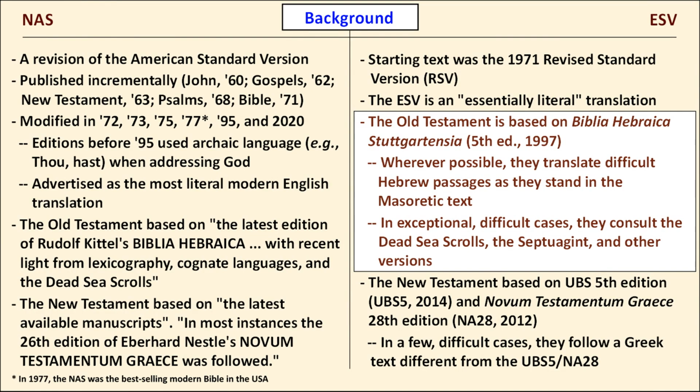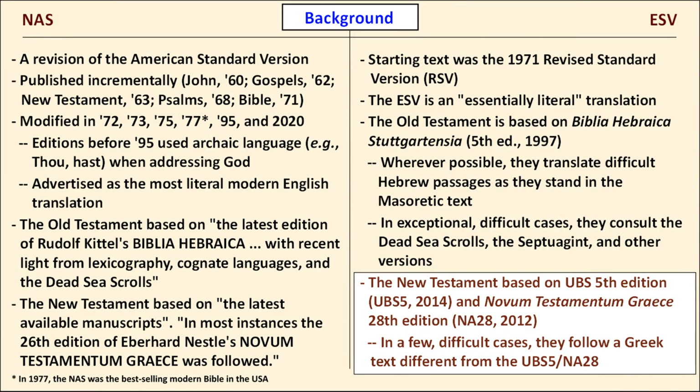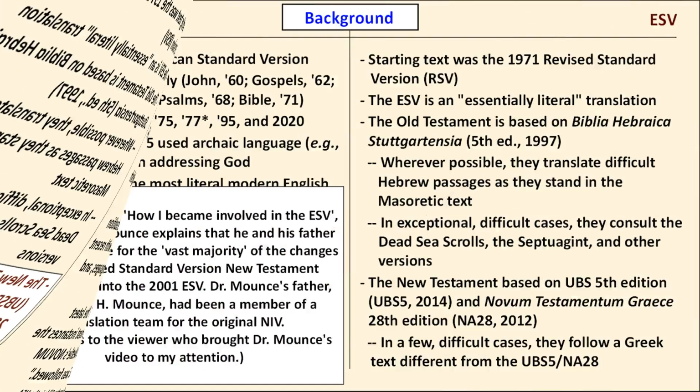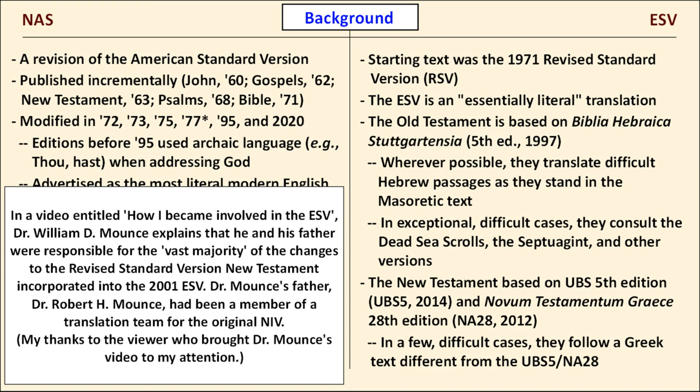The ESV is based on the 5th edition of the Biblia Hebraica Stuttgartensia, an edition of the Masoretic text, but the translators sometimes depart from it in favor of the Dead Sea Scrolls and ancient translations of the Hebrew Bible, like the Septuagint. The ESV's New Testament is translated from NA28, but as you'll see, the translators made their own textual choices.